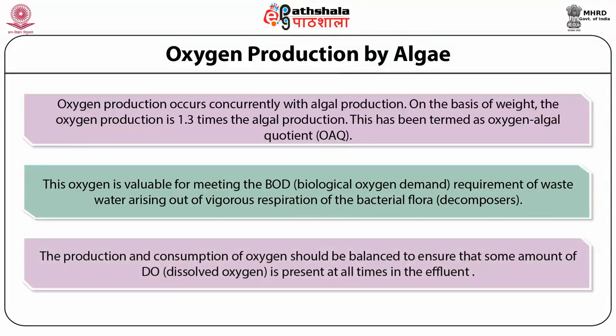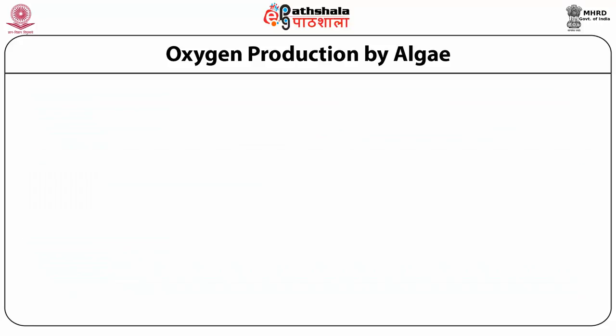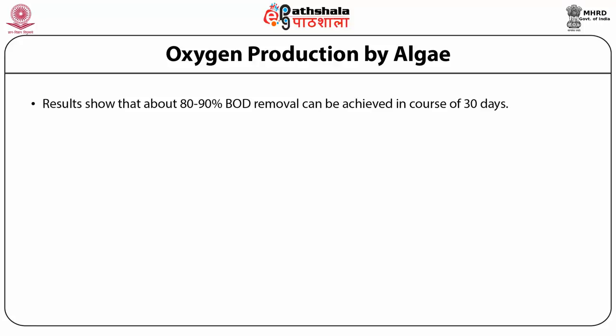The production and consumption of oxygen should be balanced to ensure that some amount of dissolved oxygen is present at all times in the effluent. It has been found that if the oxygen factor, which is a ratio of the quantity of oxygen produced by algae and the quantity of oxygen required by the decomposition of bacteria, is maintained at 1.5 to 1.6, a high level of BOD removal can occur. Results show that about 80 to 90% BOD removal can be achieved in the course of 30 days.